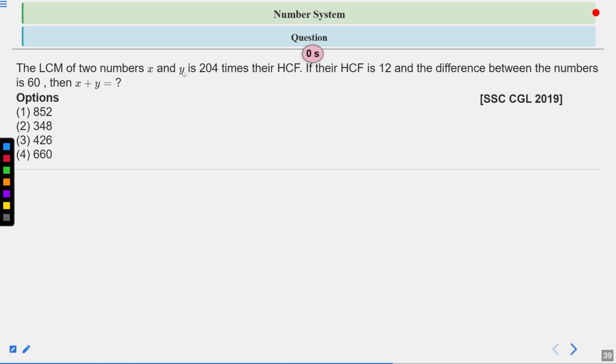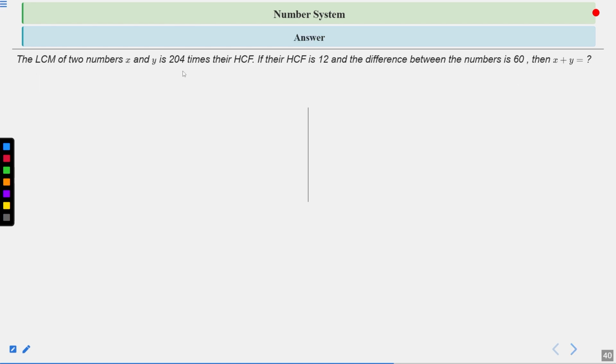Now time's up. Let's see the solution of this question. The LCM of two numbers x and y is given as 204 times their HCF, the HCF is given as 12, and the difference between the two numbers is 60. We need to calculate x plus y. We can easily calculate it, because we know that the product of two numbers is equal to the product of their HCF and LCM. The correct answer of this question is the second one, which is 348. Now see the detailed solution using concept 1.2.5 in this question.